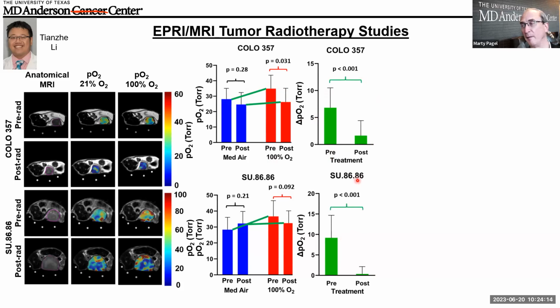Again, SU8686 is supposed to be the more normoxic or more treatable model. So the results came out here to be a little more extreme than for the Colo 357, although I wouldn't go so far as to say that that proves that the therapy was better on this model. It's just an interesting thing.